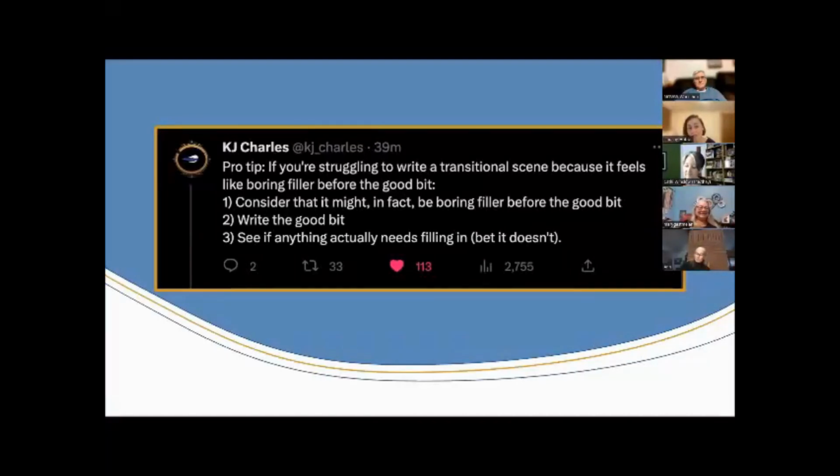So the other aspect of this is trusting your reader. Your reader will fill in the boring bits. You don't have to show everything. You can confidently skip the boring bits and know that your reader is going to follow along.